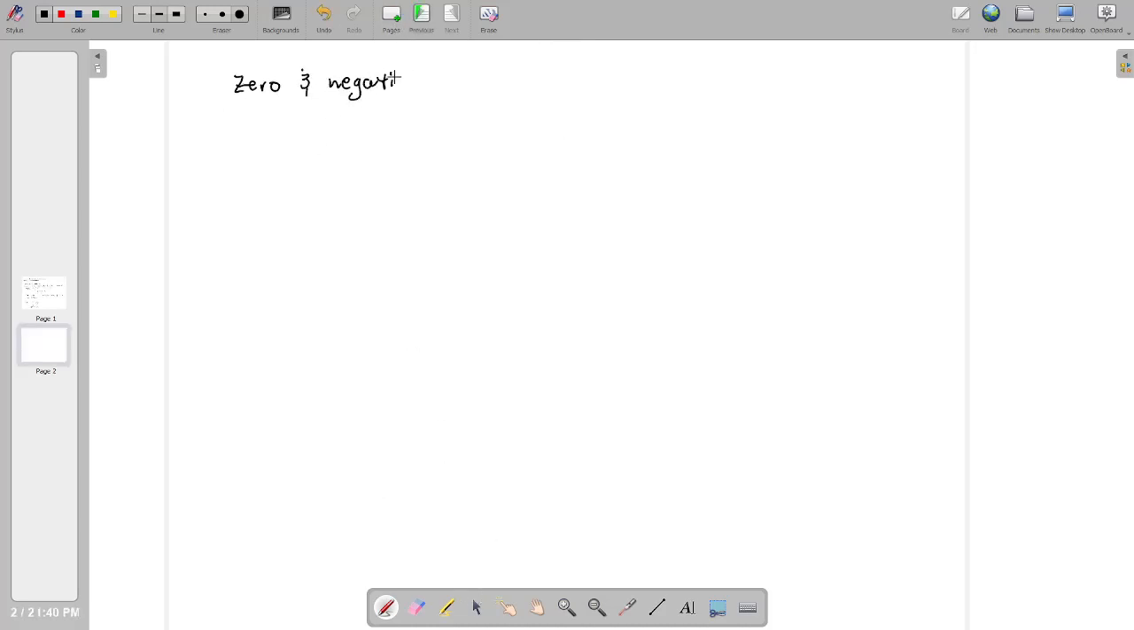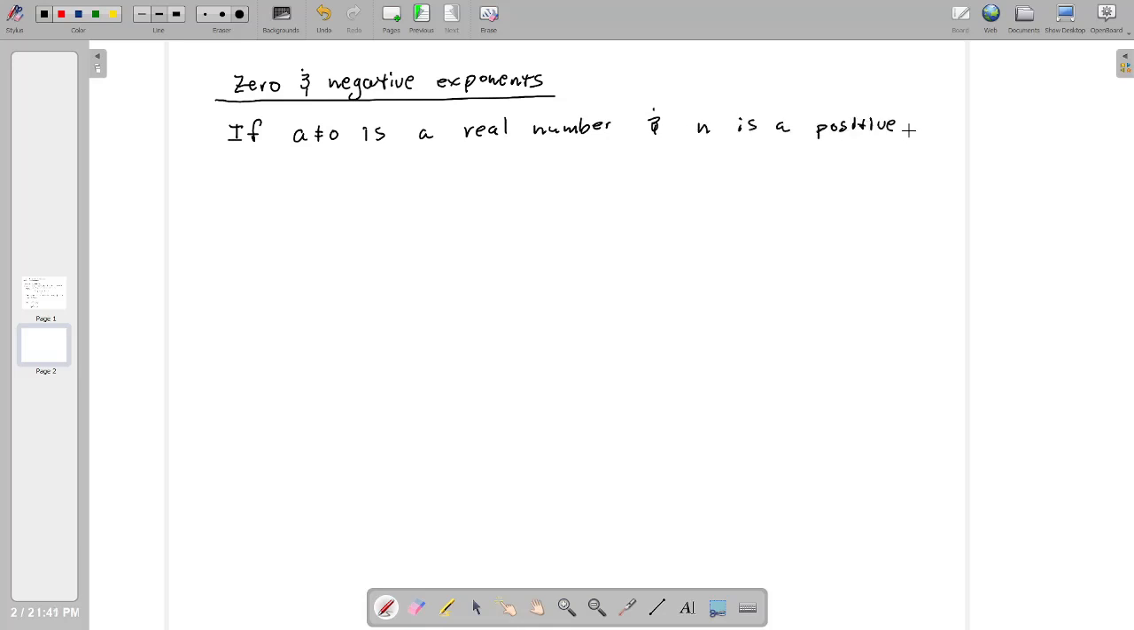Now let's talk about 0 and negative exponents. If a is not equal to 0 and a real number, and n is a positive integer, then a to the 0 power is equal to 1, and a to the negative n is the same thing as 1 over a to the positive n. So this is a very common expression, a to the 0 equals 1. Note that a is non-zero. This is important because 0 to the 0 is not actually equal to 1. There's a process to finding 0 to the 0.